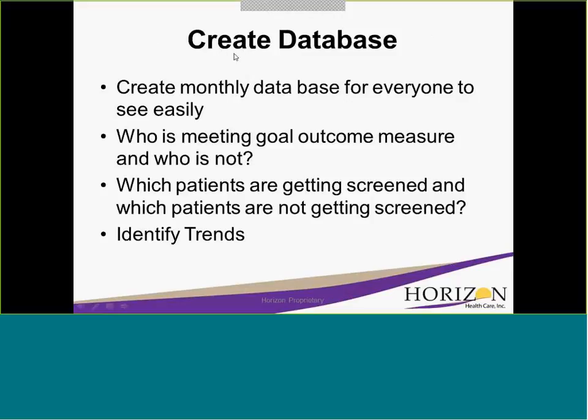So all that you can do, you can create a database, of course, which creates a monthly database for everyone to see easily, including nurses and providers. With the database, as we mentioned in the previous chart, you can see who is meeting the goal outcome measure and who is not, and this drives change. And then within a patient database, you can identify which patients are getting the screening done and which ones are not, and identify trends accordingly.